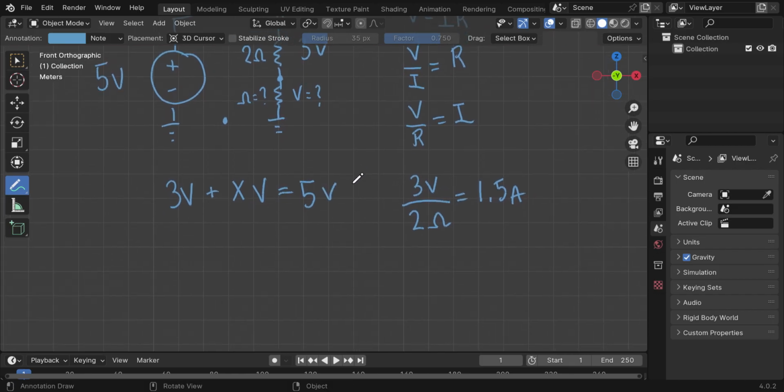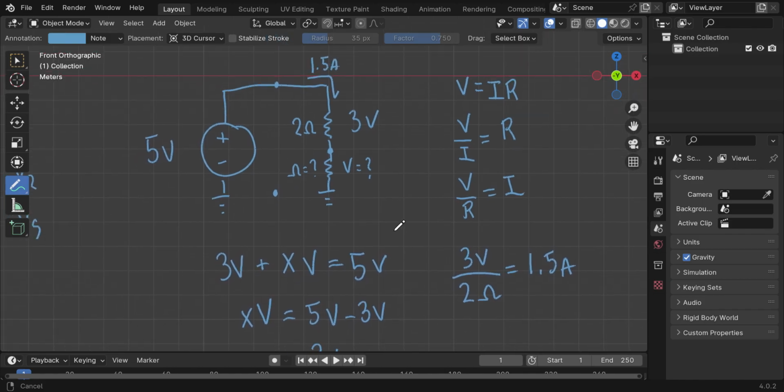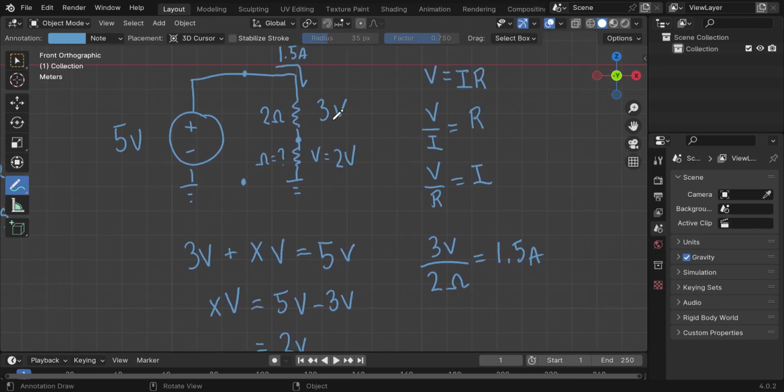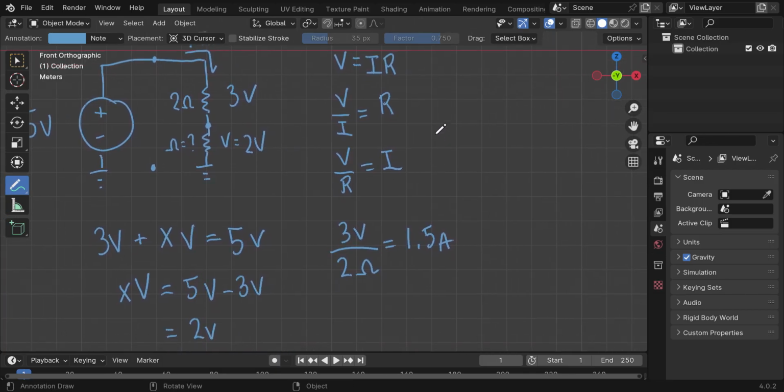And then all we have to do is solve for the unknown voltage, and that's as easy as rearranging: X voltage equals 5 volts minus 3 volts. It equals 2 volts. So we know that this voltage is 2 volts. And solving for the current through the circuit, now we know the voltage and we know the current, so we can solve for the resistance. And we can use this equation right here.